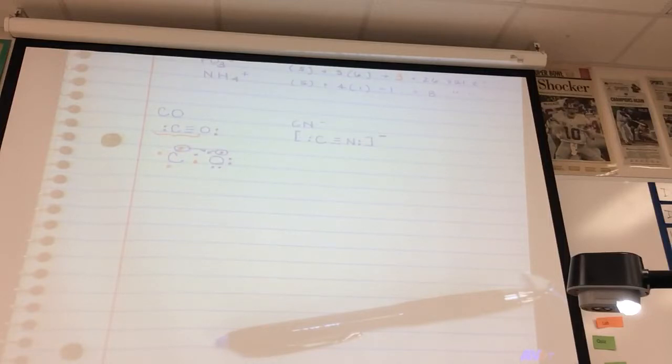Sulfur and oxygen are in the same group, so they do have similar characteristics. However, sulfur is in period 3. It can expand its octet, and you're going to see that it can form 3, 4, 5, and 6 bonds. Phosphorus also is in period 3. It will be similar to nitrogen in some regards, but phosphorus too can expand its octet and form 4, 5, or 6 bonds.